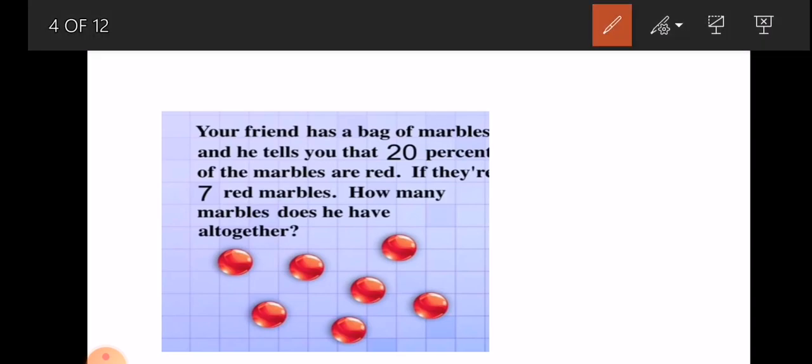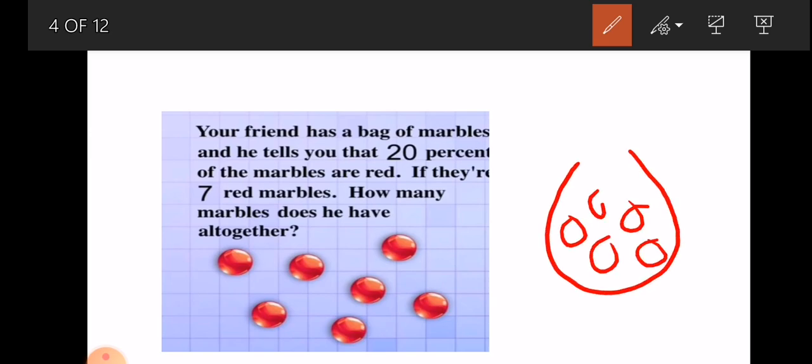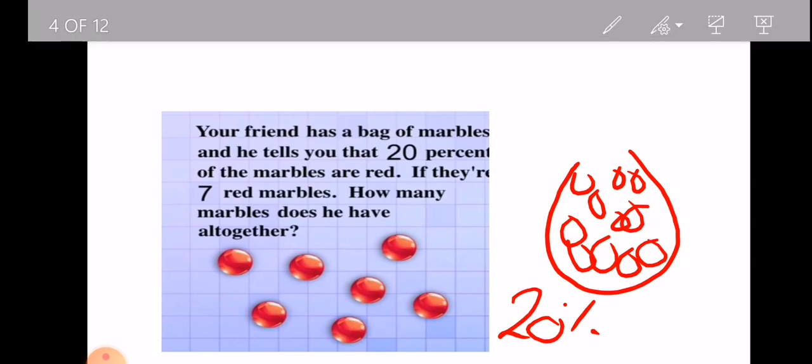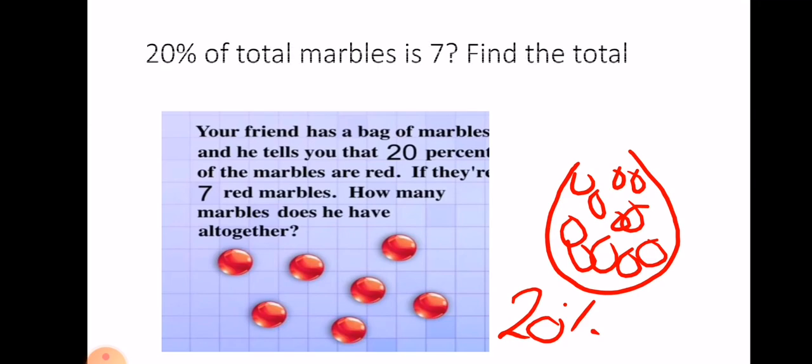So now we know that we have a bag. In this bag we have marbles. Some of them are red. 20% of them are red. The rest are other colors. Okay, the red part is 7 and I want to know the total. What does that mean? It means that I know the part from the total and I know the percent. So now the missing one is what? It is my total. How can I find it?